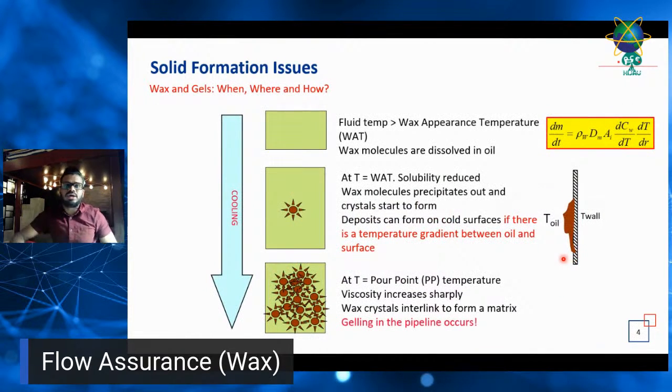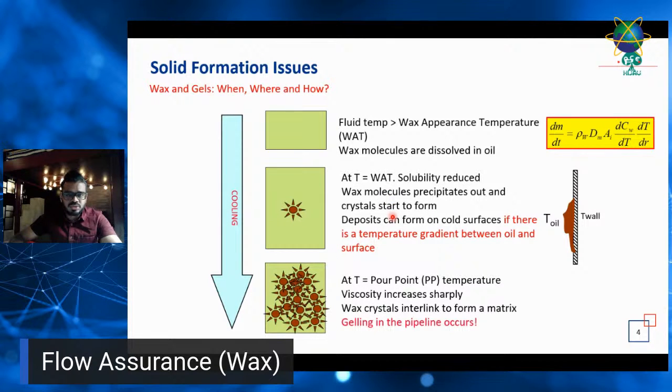So how does wax form in your fluid? When your fluid temperature is above WAT, or wax appearance temperature, your wax molecules are dissolved in your oil. And when your fluid temperature reaches or crosses WAT, which is the wax appearance temperature, solubility reduces. So the wax molecules will start to precipitate out from your fluid, and they will start to crystallize.